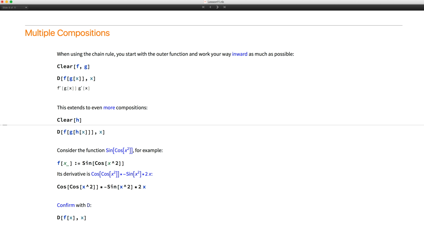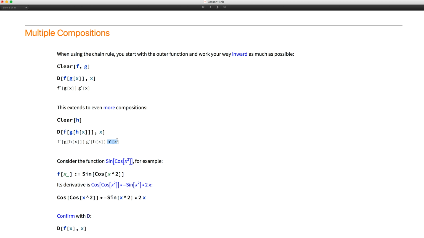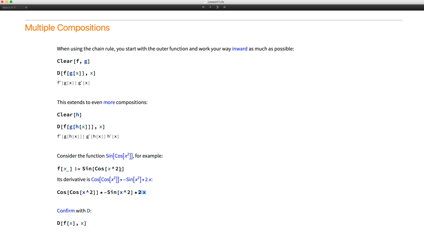So let's say you got f of g of h of x like over here. Then the derivative is going to be h prime x, and then g prime at h of x, and then f prime at g of h of x. So in every case, you fix the remaining functions or variables and work out the derivative. So for example, if I gave you sine of cosine of x squared as your function, then the derivative would be 2x from the x squared, then negative sine of x squared from the cosine, and then cosine of cosine x squared from the outer sine over here.